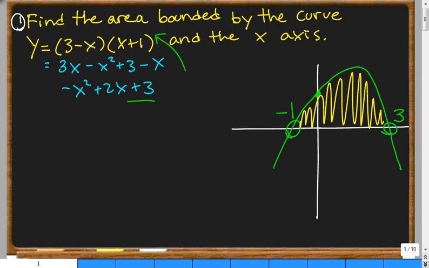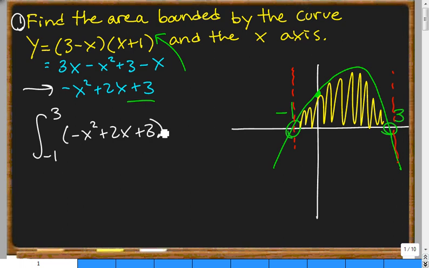Imagine that there is an imaginary line going up. Because I'm stopping there, because this is bounded by the x-axis, it's completely closed off. So I could go ahead and set up my definite integral. I'm going to integrate from negative 1 to 3 this function, negative x squared plus 2x plus 3 dx. That's going to equal negative x cubed over 3 plus x squared plus 3x, and I've got to do this from negative 1 to 3.